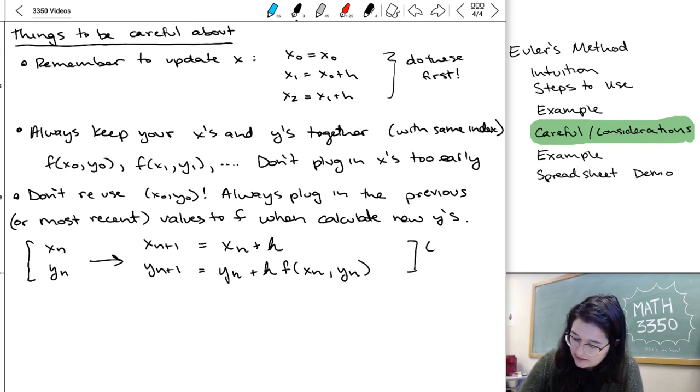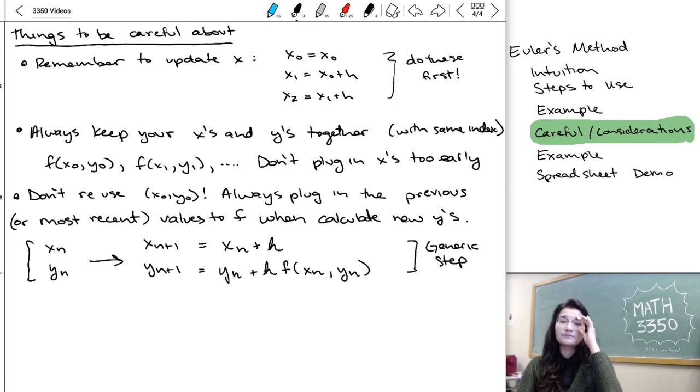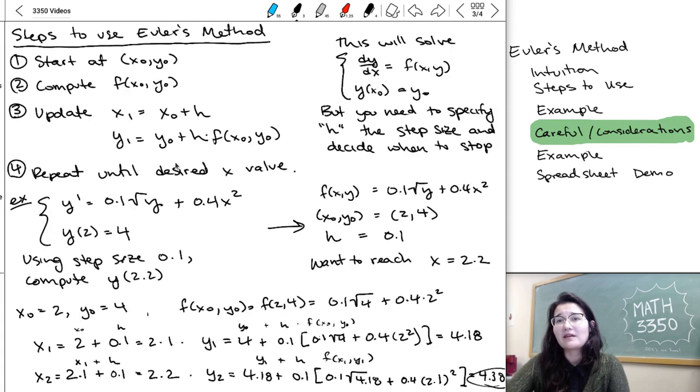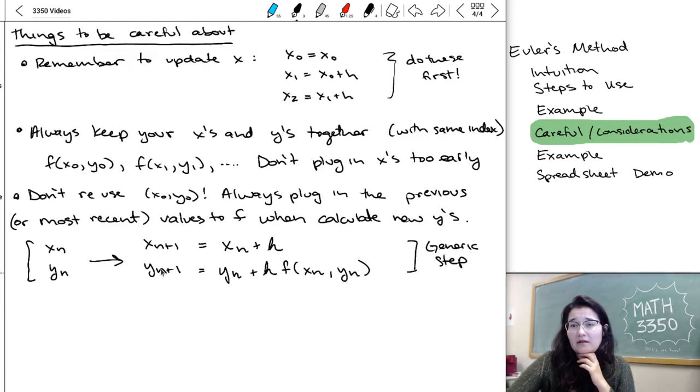That's a generic step in the problem. When I gave you the steps, I used 0 because I think that the xn can sometimes be intimidating for you all. But you could think about it as something that you're iterating. Given the xn, yn you start from, this is how you calculate the next ones. So those are the things to be careful about.